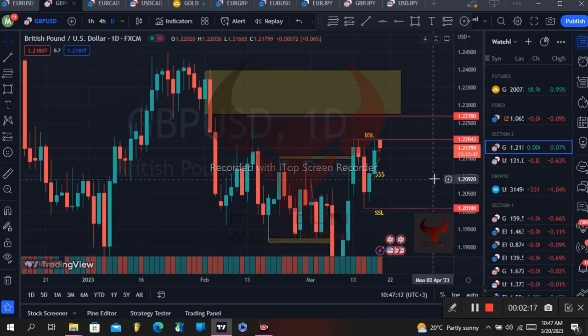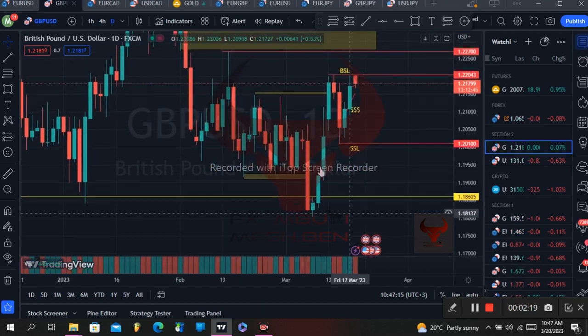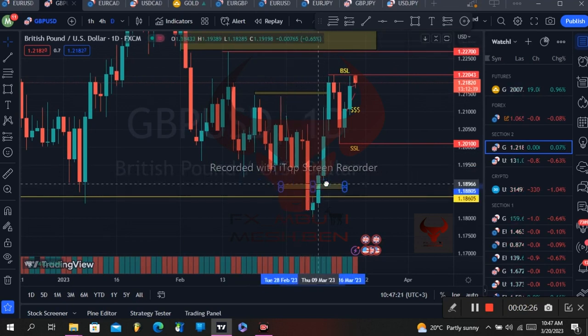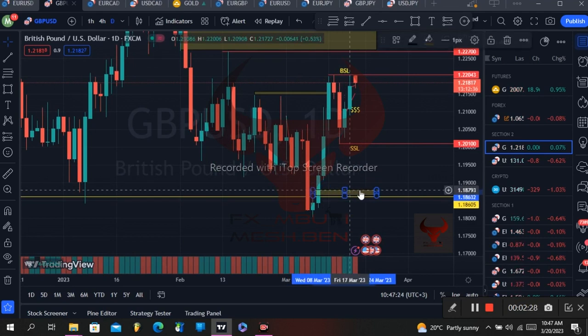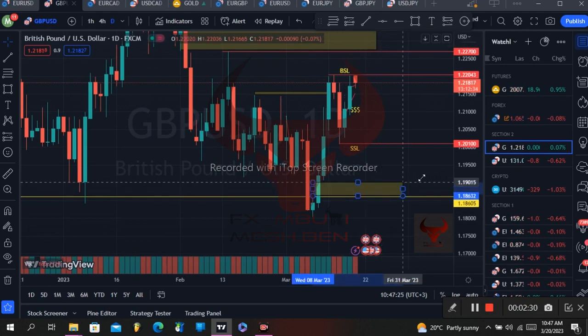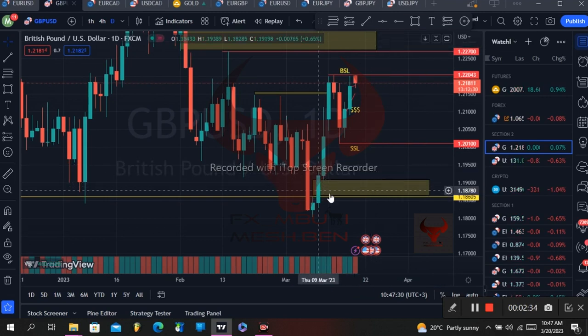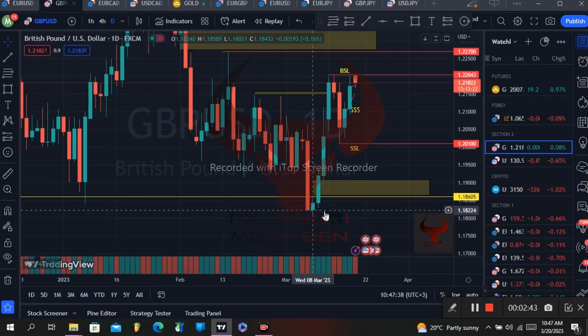But behind your mind, note these fair value gaps it has left down here. Let me mark it with this, and this daily bullish order block right down there. We have this FVG right here, and this daily bullish order block right here.